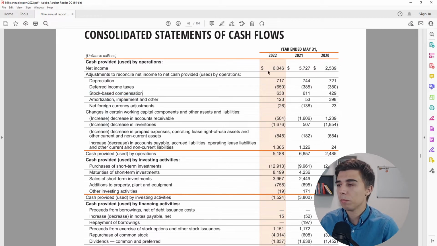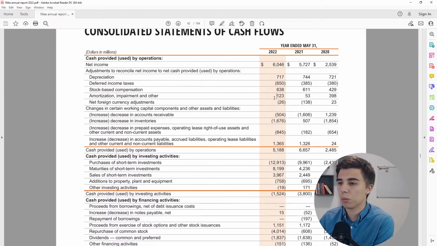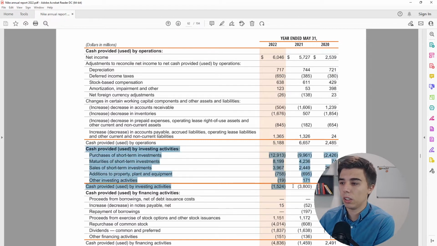So you can see that except for 2020, I'm not going to look into that too much as it's pretty much a COVID year. Outside of that, we have roughly 5-6 billion being generated by Nike. So 5 to 6 billion from their regular operations, and we can also adjust for the stock-based compensation. Then we can take a look at the investing activities. Did they actually acquire another company or not?